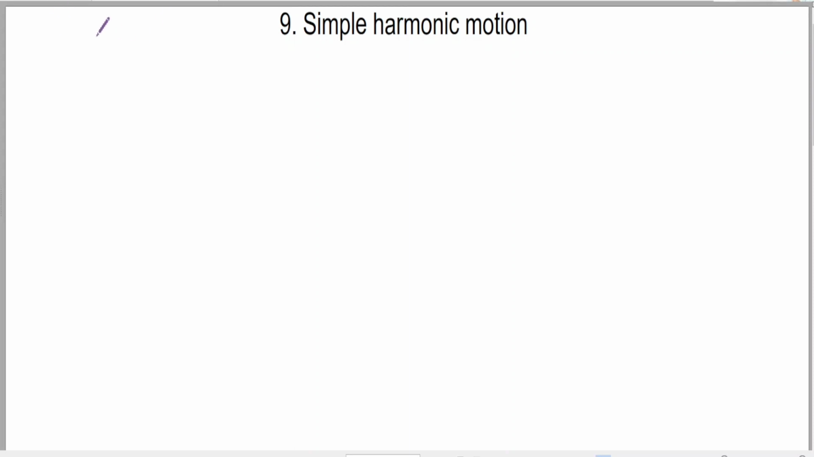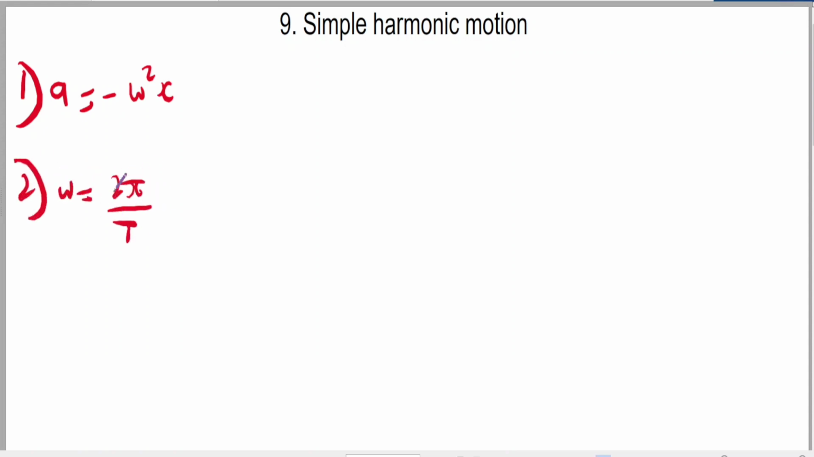So now moving on to simple harmonic motion. Simple harmonic motion has this main formula, which is acceleration is directly proportional to omega squared and the displacement, where x is the distance traveled by the ball. This is a really important formula, and you can also write this when they ask you for the definition of simple harmonic motion. Then comes omega is 2 pi over T, or speed is distance over time, where this distance is the distance traveled by one complete circle, or the circumference of the circle.